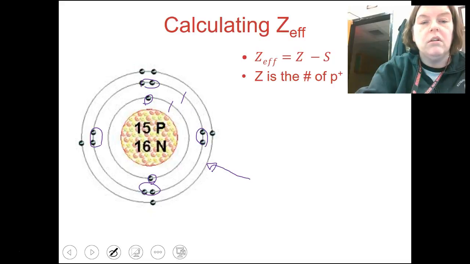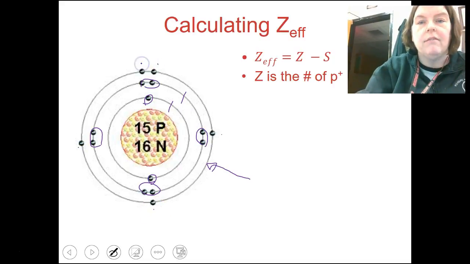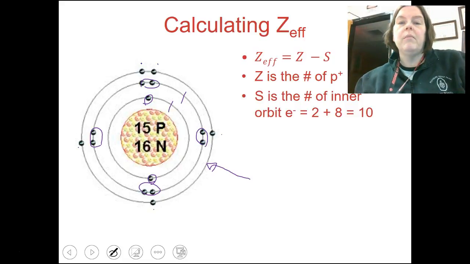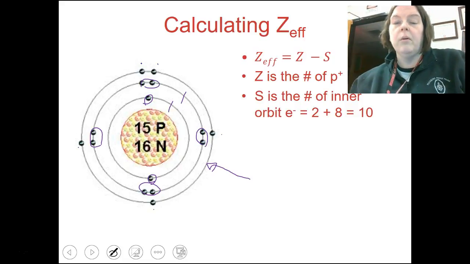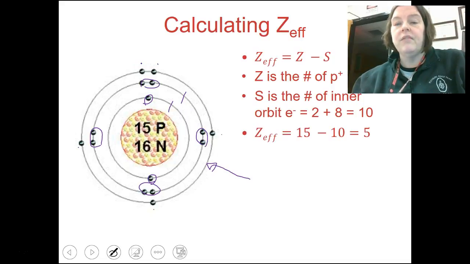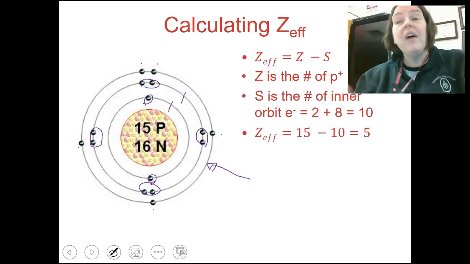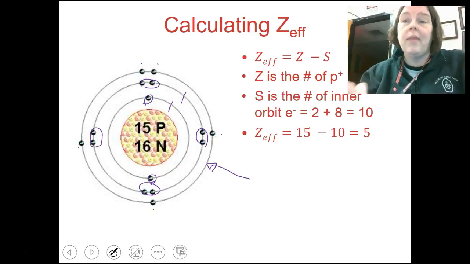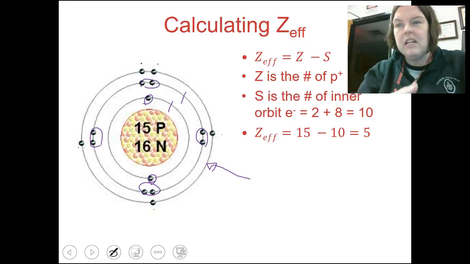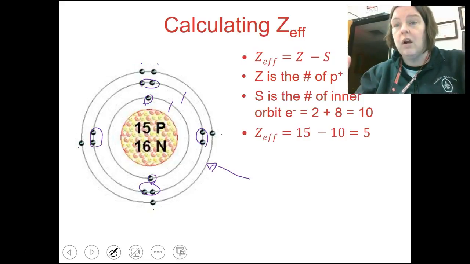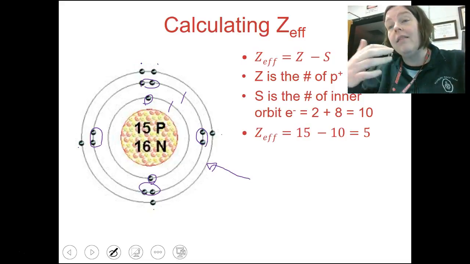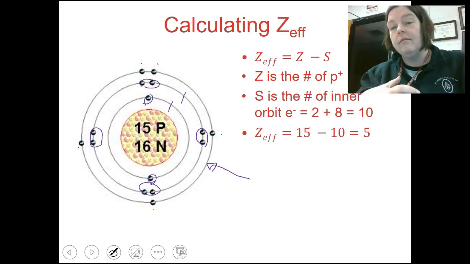I see 1, 2, 3, 4, and 5. So what does that mean? Well, that means S, the number of inner orbital electrons, is 2 plus 8, or 10. So Z effective is 15 minus 10, or 5. What 5 represents is the amount that the protons are pulling on that outer electron. We can't say 15, because 10 of those protons are being shielded by the 10 electrons that are inside there.